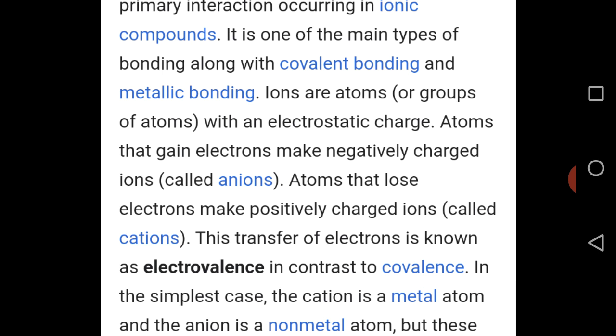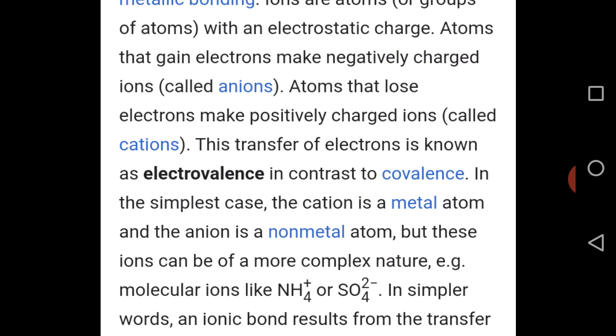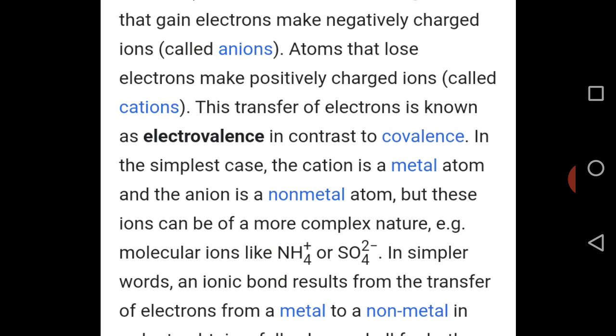Electrons in the valence shell are involved in bonding. That's why the word electrovalence is used, in contrast to covalence. In the simplest case, the cation is a metal atom and the anion is a non-metal atom. Cation is usually metal and anion non-metal. So the bond between metal and non-metal is an ionic bond. This is one more definition of ionic bonding.